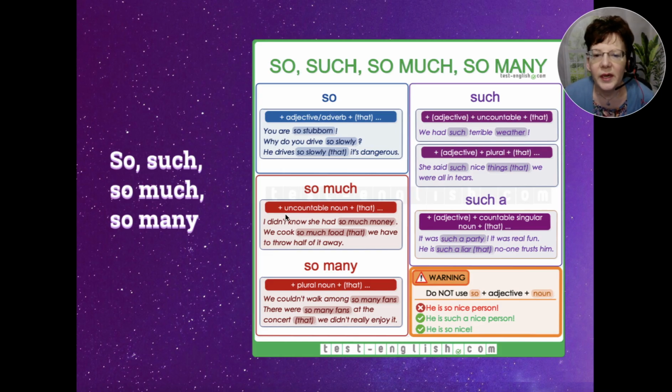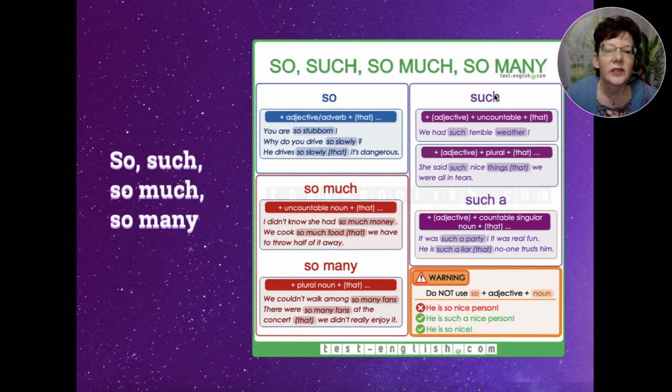And then we have so much. We use so much with an uncountable noun, and we can also use that. For example, I didn't know she had so much money. Or we cook so much food that we have to throw half of it away. And then so many is next. So we use this with the plural noun, and we can also add that. Here is an example: there were so many fans at the concert that we didn't really enjoy it.